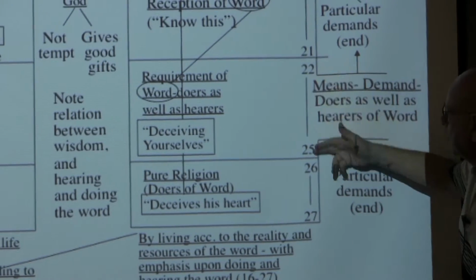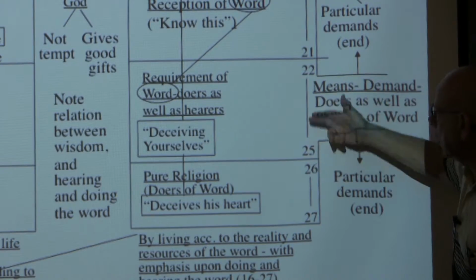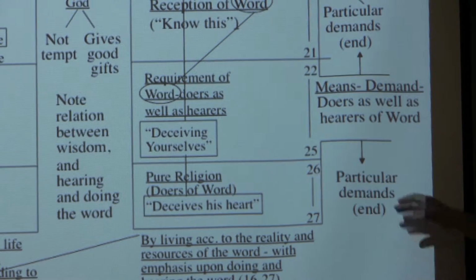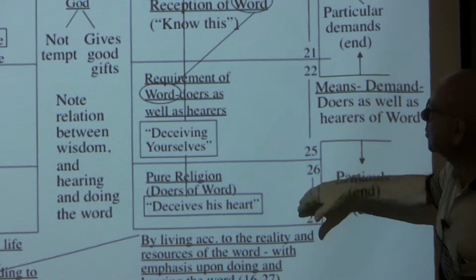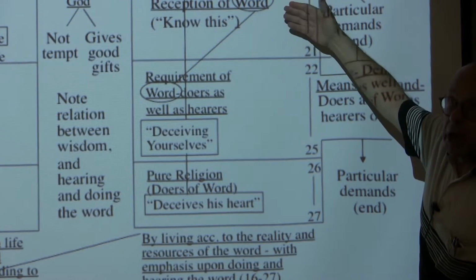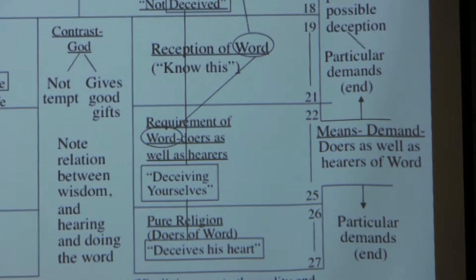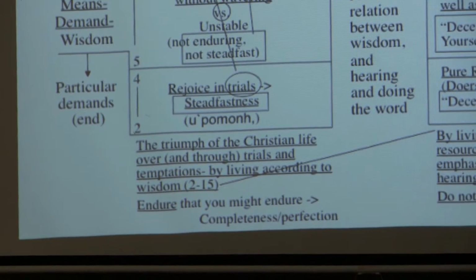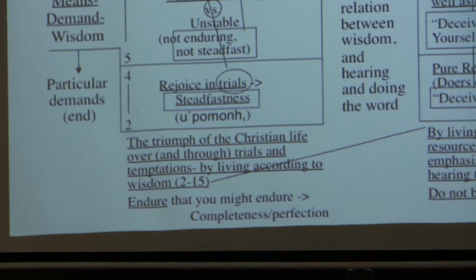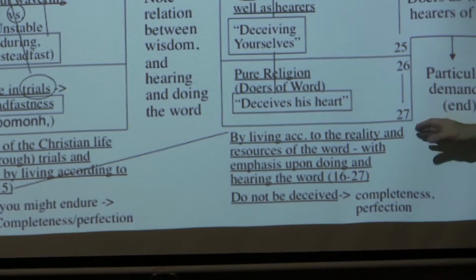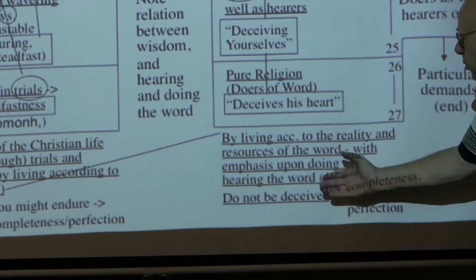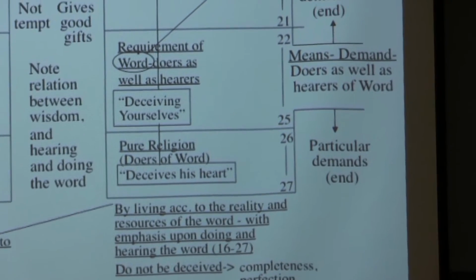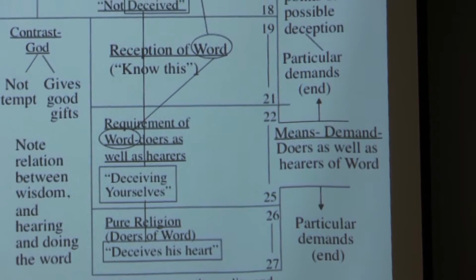Likewise, what he says with regard to the Word and the operation of the Word here, what the Word is able to do for us, here he talks about what wisdom is able to do. What the Word is able to do for us suggests that the Word is the means of avoiding deception and of embracing knowledge. So, triumph of the Christian life over and through trials and temptations by living according to wisdom. Here, by living according to the reality and resources of the Word, with emphasis upon doing and hearing the Word, this will lead to not being deceived, but rather embracing a kind of knowledge that will overcome.